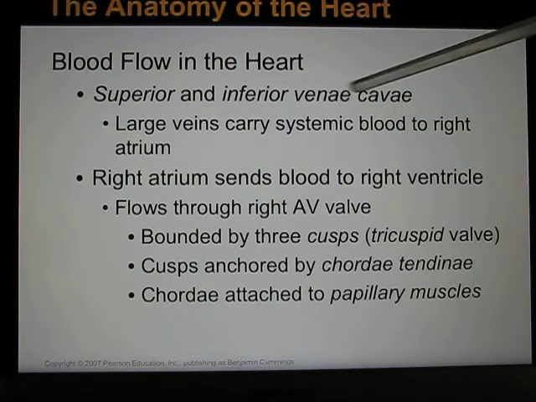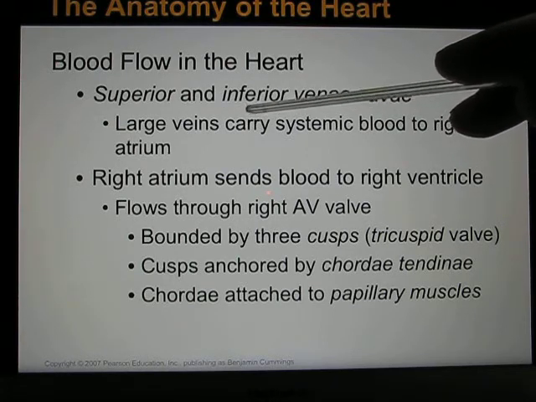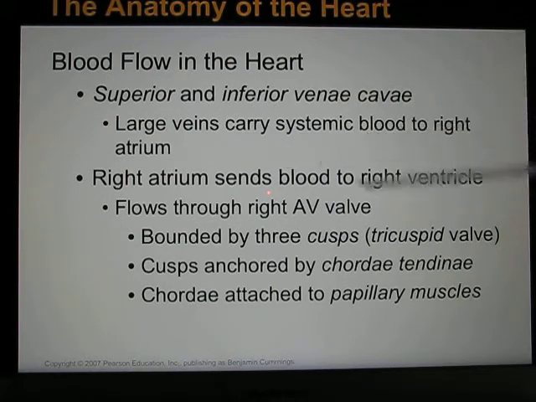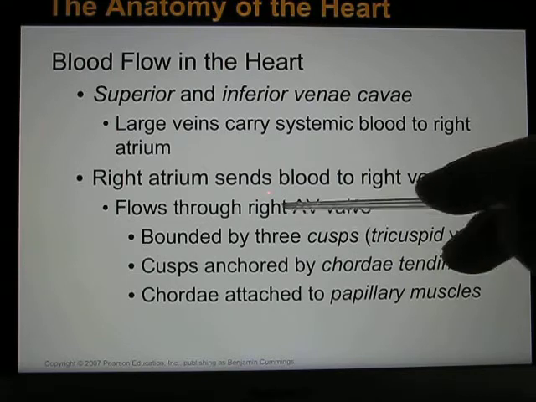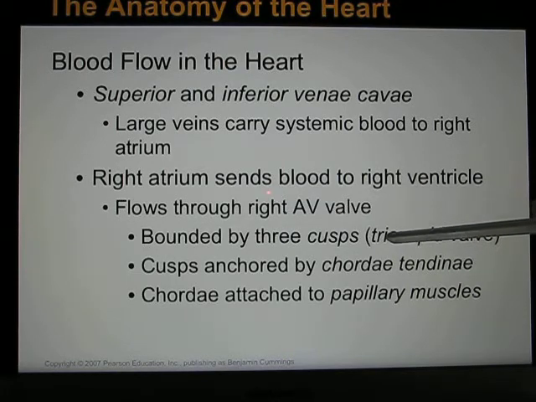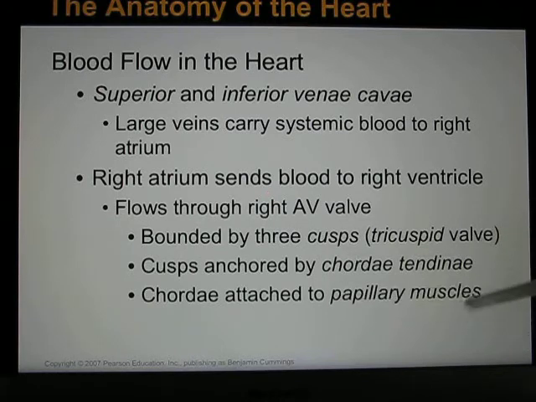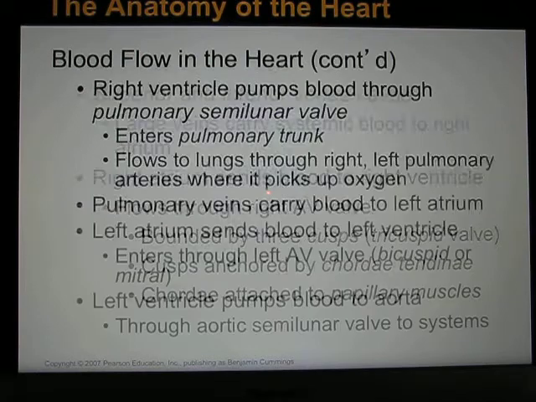Superior and inferior vena cava, they are the veins to carry the deoxygenated blood back to the right atrium. And the valve between the right atrium and right ventricle is called the right atrioventricular valve. And it's also called the tricuspid valve. And this valve connects through the chordae tendineae. These are the strings, and they connect to the papillary muscle. That's the muscle that pulls the chordae tendineae.